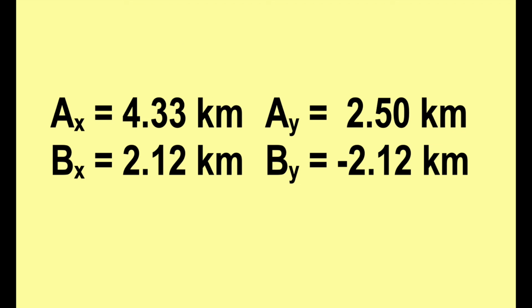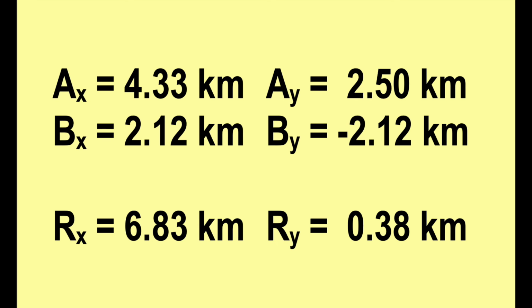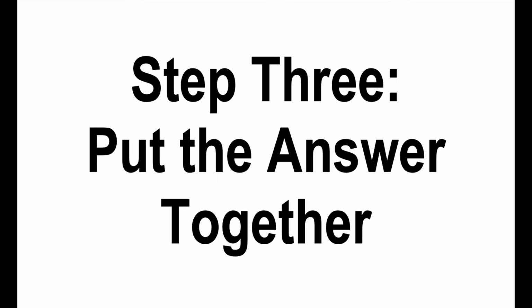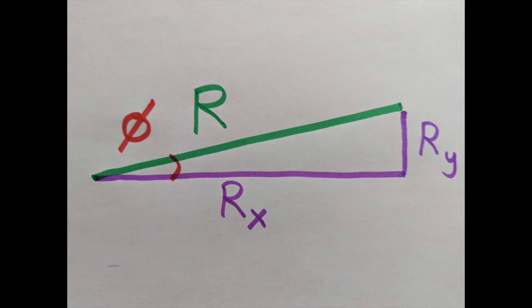Step 2, we're going to add the x's and add the y's to get the resultant x and y. Step 3, put the answer together. We have our x and our y. We want r and phi.